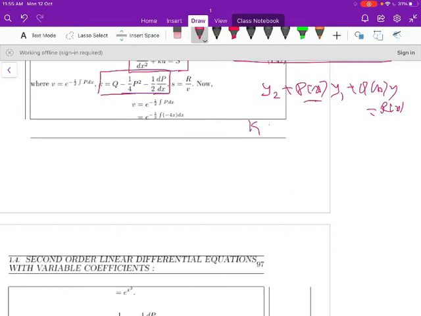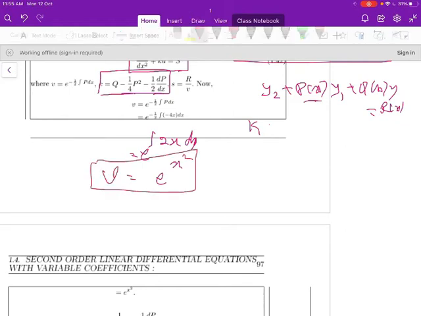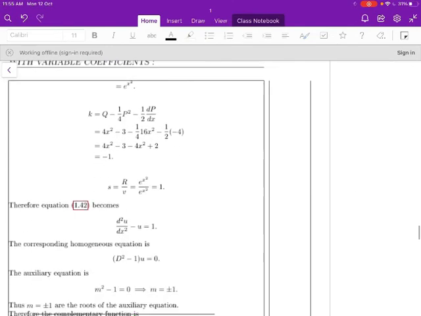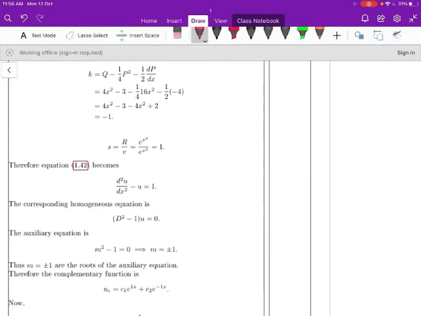Let us integrate this. It means v is equal to e to the power of integral of minus of minus, that is, 2x dx. So this can be written as e to the power of the integration of 2x, that is x²/2, and the 2s get cancelled, giving e to the power x². V is equal to e^(x²). Yes, we got it. Now let us move to k.